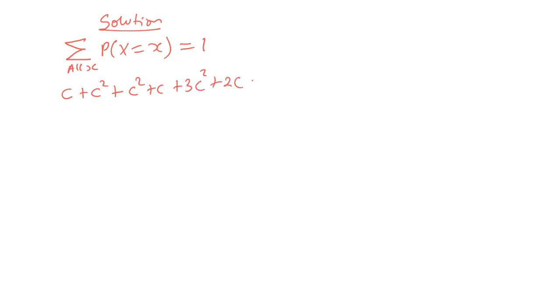How do we find C? We know the summation for all x's involved, probability of x, must give you 1. So let's look at the probabilities. I have C plus C squared plus C squared plus C plus 3C squared plus 2C must give us 1. So this is going to be a quadratic in C, because we have C squared, we have C, and we have a constant, which is 1 in this case.